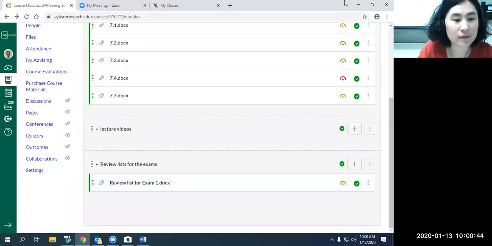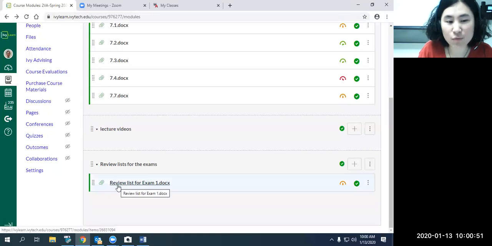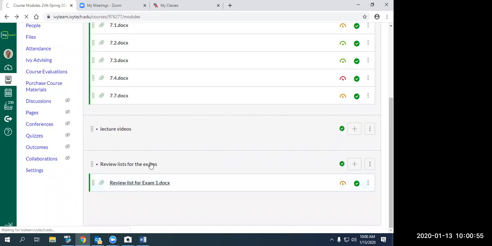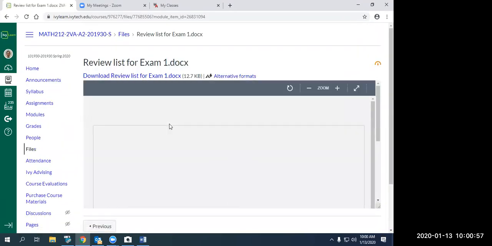And then there is a review list for all of the exams. We have 3 midterm exams and 1 final. I will create this review list for the exams. So for example, for exam 1, how to prepare for exam 1. This is so important for you guys.